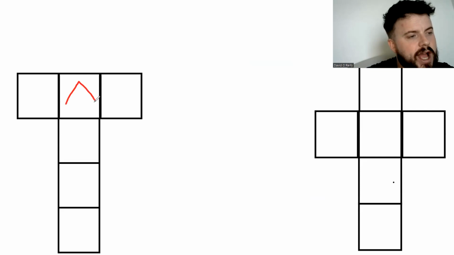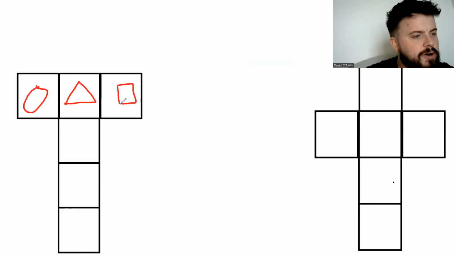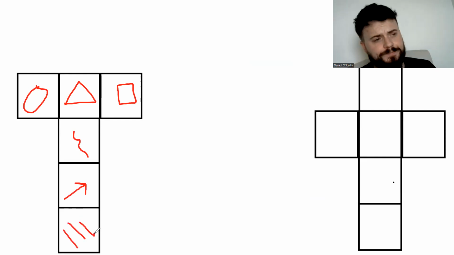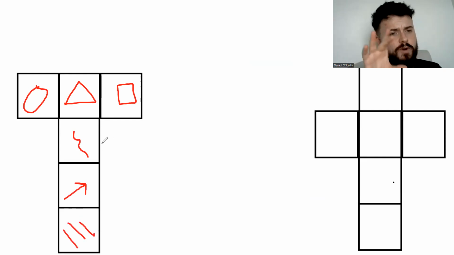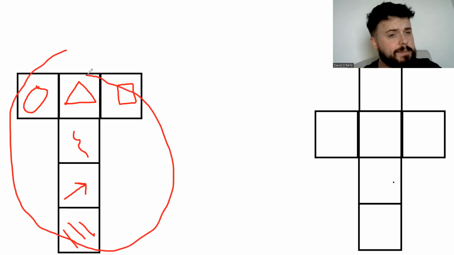Now, within these nets, you might be familiar with these questions, you get shapes. So you might get a triangle, you might get a circle, you might get a square. Do excuse my drawing. You might get a squiggly line, you might get an arrow, and you might get some diagonal lines. And then what you need to do is pick from 5 different options the cube that can be made from this net. And that can be pretty tricky. But if we follow these 3 steps, we're going to give ourselves a very good chance.